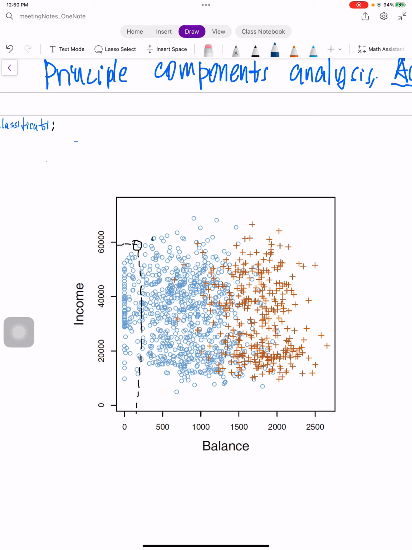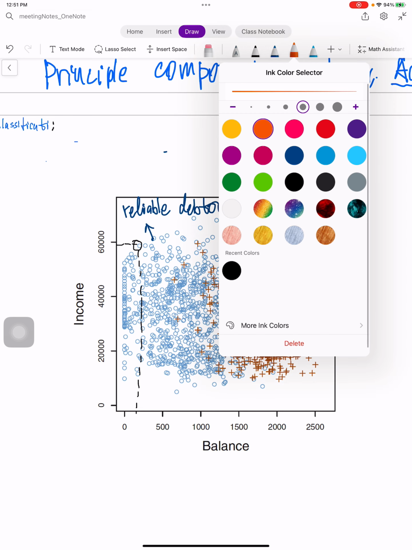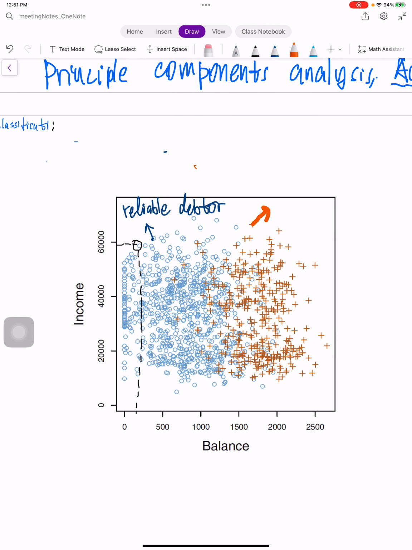I'll use the blue one, smaller dots. This blue represents the reliable debtors, and this orange cross color represents defaulted debtors. So the blue one means the debtors always pay back their credit card account on time, and a defaulted debtor means at some time point they have some history where they failed to pay back their credit card account.